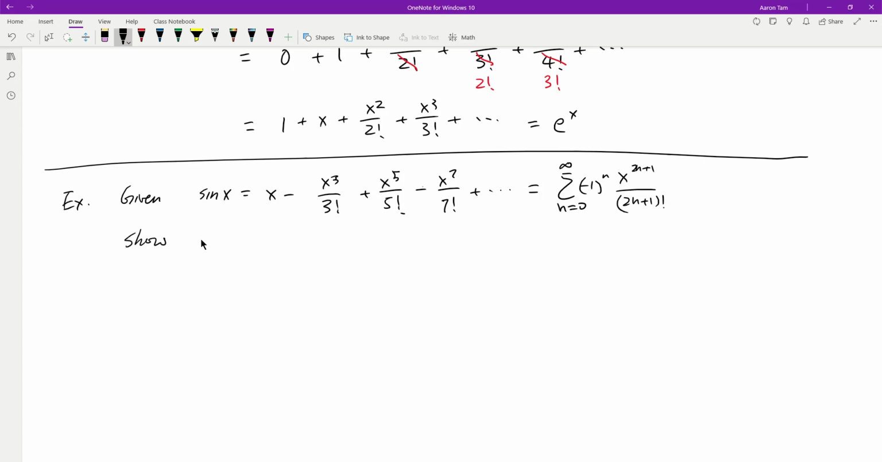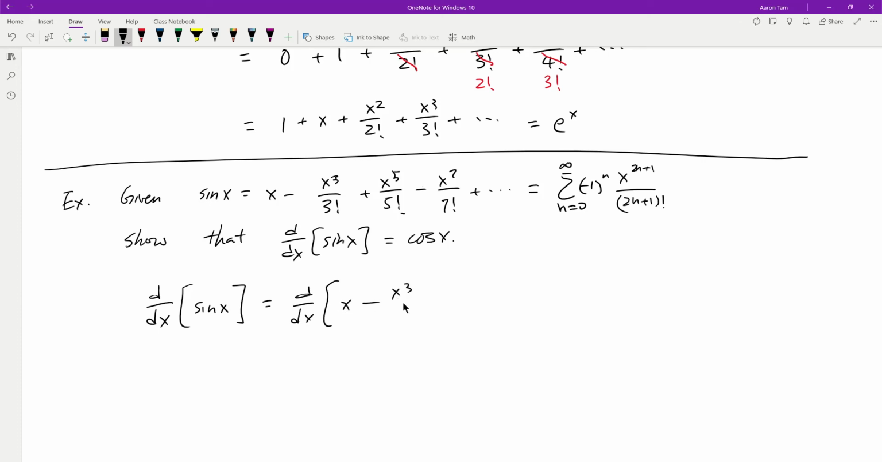Let's say we want to show that the derivative of sine x is cosine x using the power series. So let's go ahead and give it a try. It's the same exact thing as we did before. I'm going to just try to take the derivative of sine x and see what happens. That means I'm taking the derivative of the entire power series. So if I do that, I'll basically take the derivative of each term. I'm not going to write it out one more time, that's too much writing. So the derivative of x is just 1.